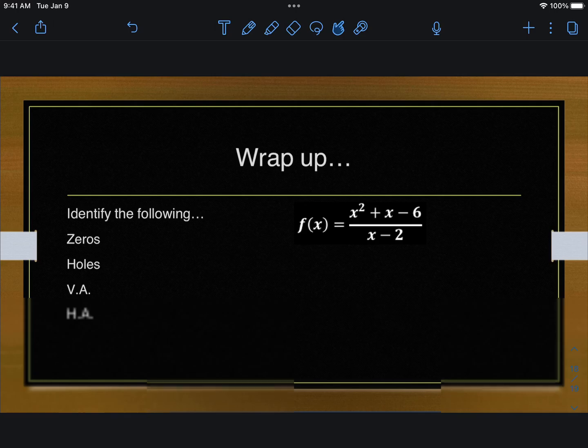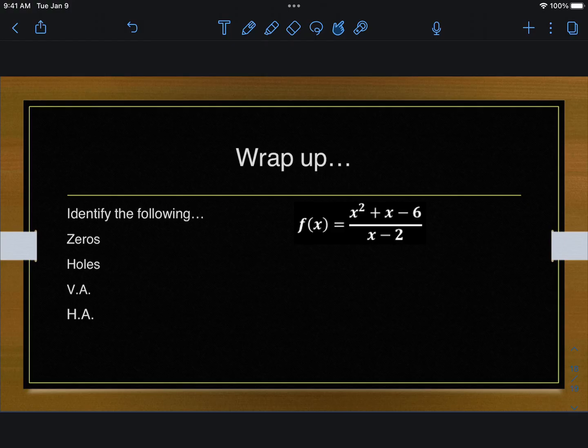All right, so now a little wrap up, just identifying all of the things in one problem. The problems for this section are basically like this. Identify all of these things based off of just one rational function. So we'll start out by factoring the numerator, and that's going to be x plus 3 times x minus 2. And so we have some factors that cancel out.